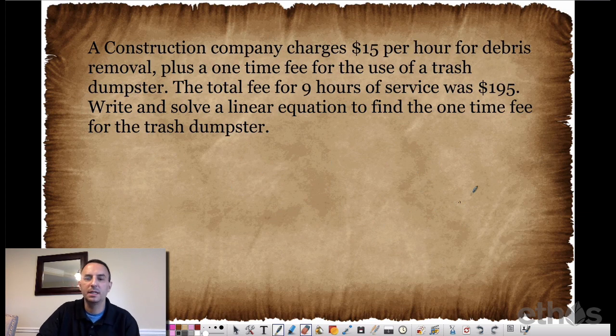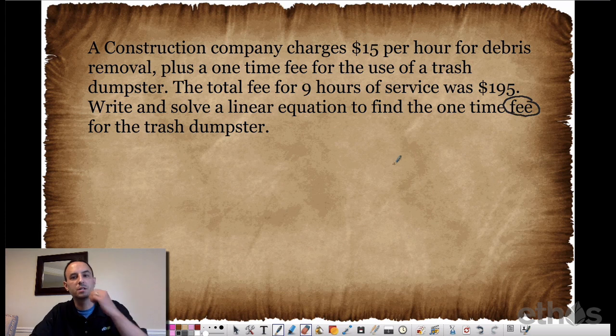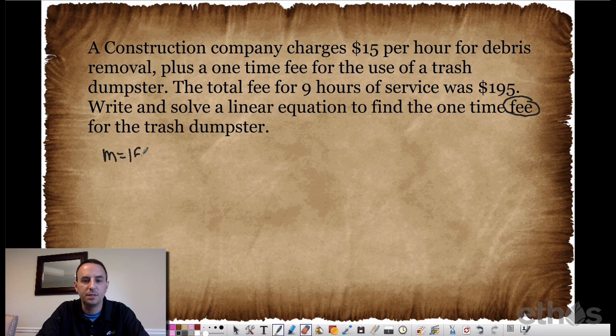And now we're talking about the second one. The second one says, okay, what's the fee? So what we're looking for is something different. We've still got the same idea. We've got that statement of m. m is equal to 15. And then x right here says, okay, x is hours. And then, okay, cost is y again.